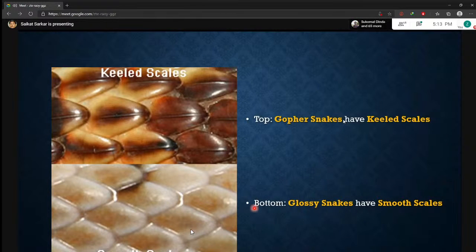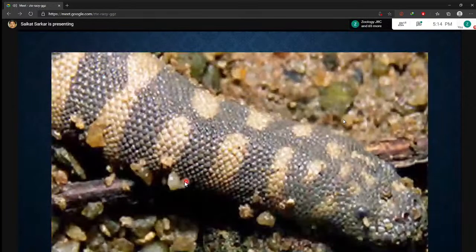Okay, glossy doesn't mean that this is the glossy. They are talking about the glossy nature of the scale. Yes, of course, it is the glossy nature of the scale, but the name of the snake is also glossy snake. Now, both these snakes are non-venomous, but one has ridges on its scales, and the other does not. So being keeled or ridged has got nothing to do with being venomous or not venomous.